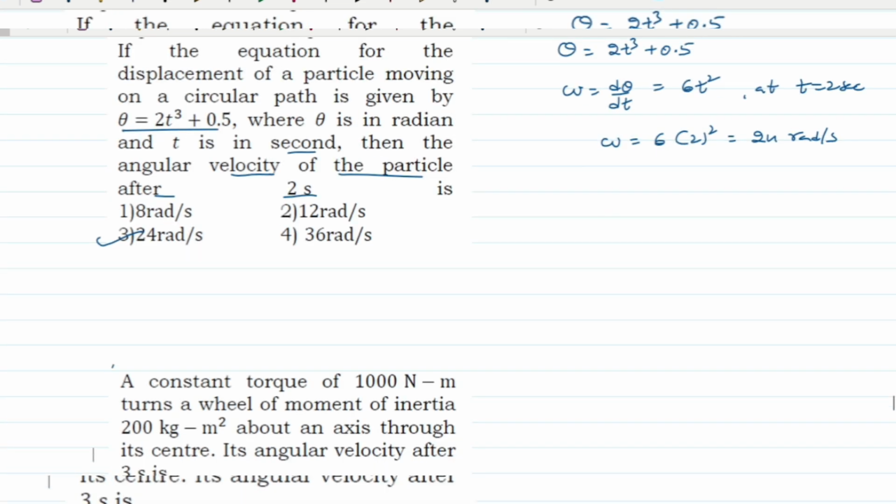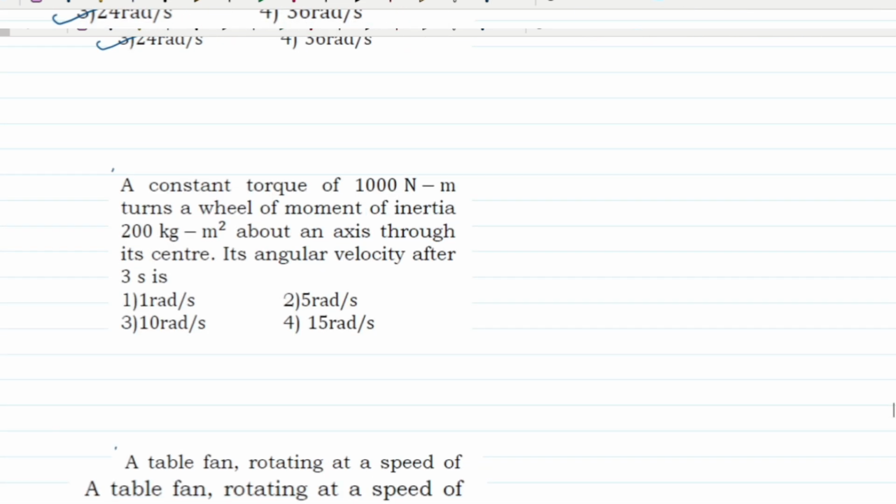Let us see the next question. A constant torque of 100 Newton meter turns a wheel of moment of inertia 200 kg meter square about an axis through its center. They are asking for its angular velocity after 3 seconds.